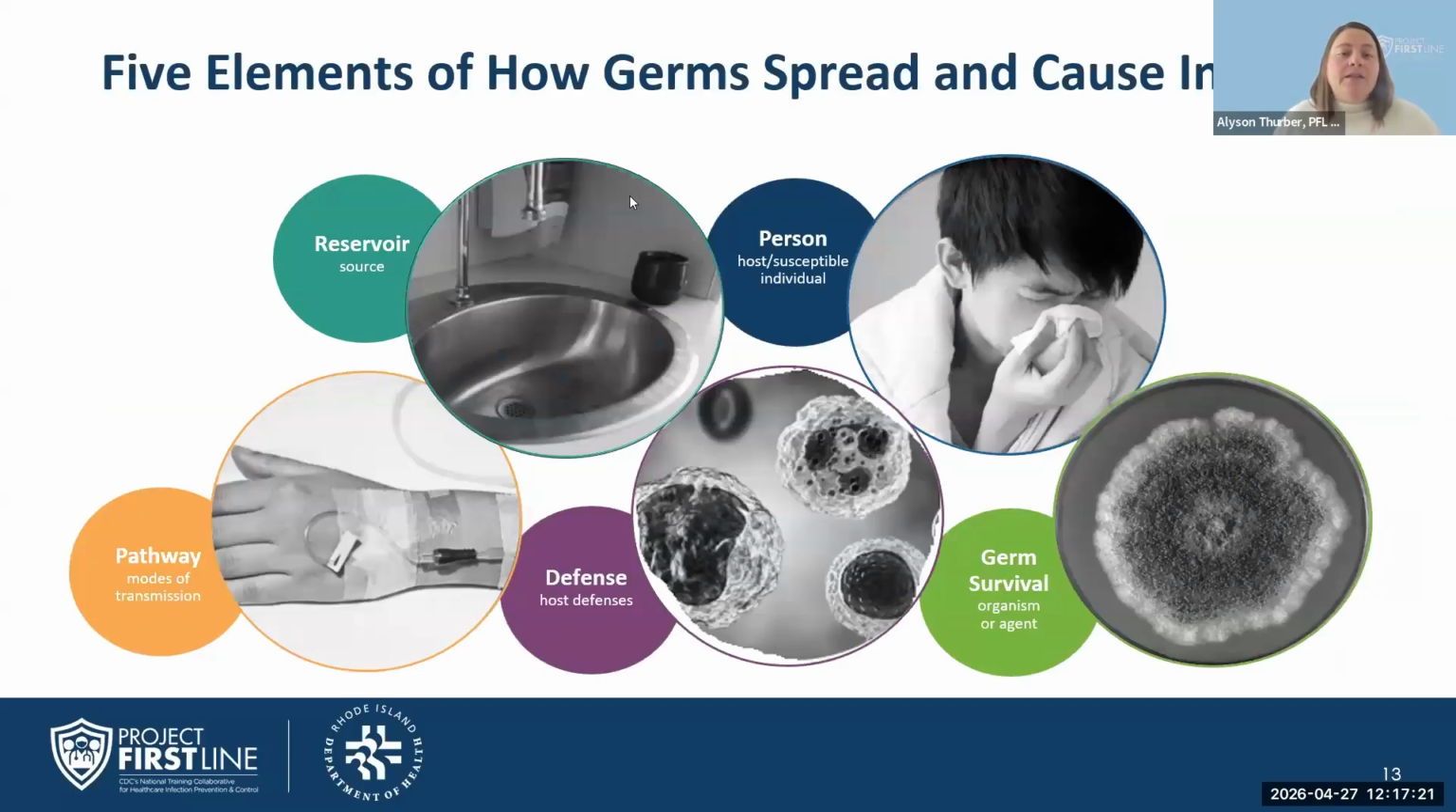So infection happens when all 5 of these elements of how germs spread and cause infection line up perfectly. First, you need a reservoir where germs live. You need a pathway for the germs to travel. You need a susceptible person to receive it. You need a weakness or breakdown in the body's natural defenses. And then you need conditions that allow the germ to survive. And again, all 5 of these things need to be in perfect alignment for there to be an infection.